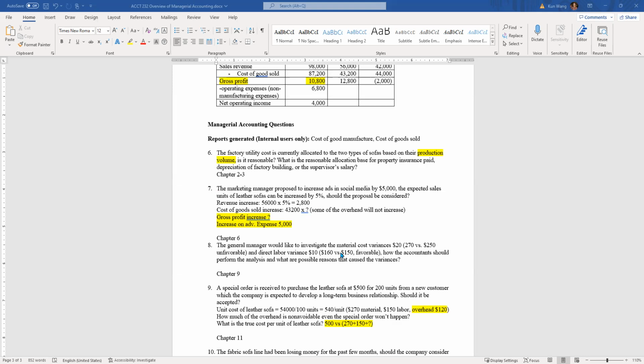So how can we nail down and find all of these? We call it standard costing and variances analysis. That's covered in chapter 9.